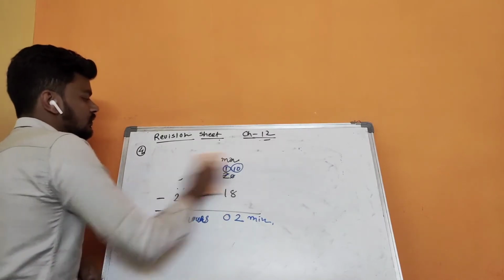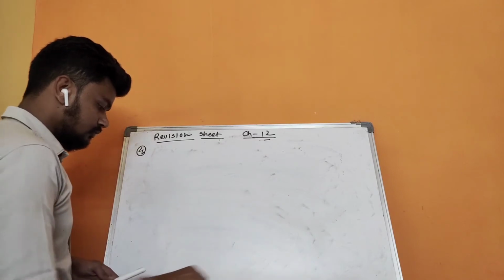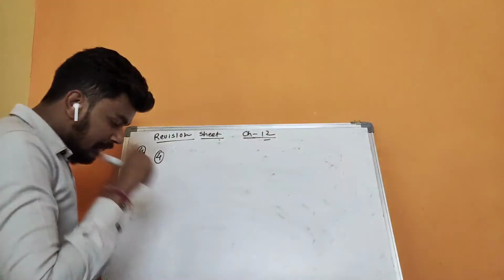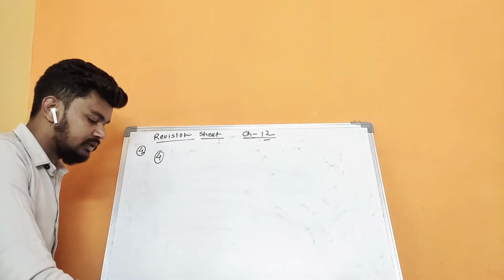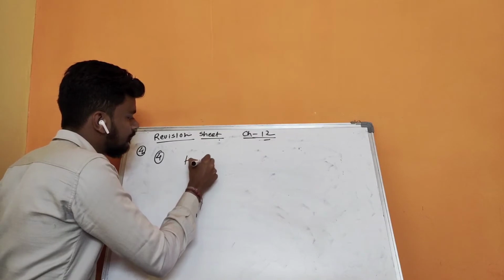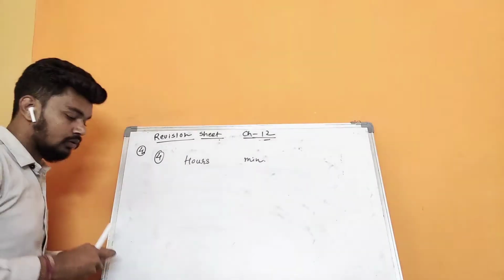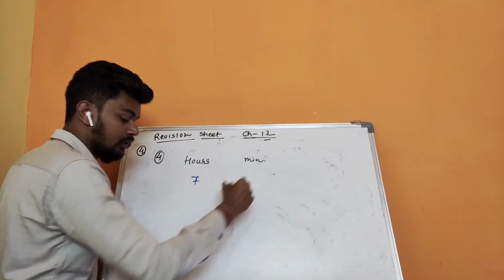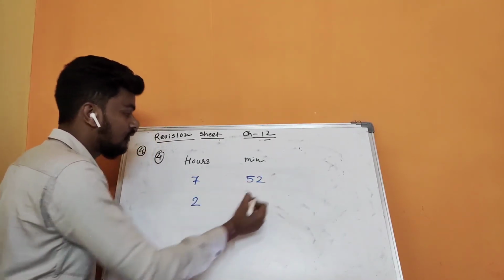Let's do the last one. Fourth question. 7 hours 52 minutes and 2 hours and 5 minutes. 7 hours 52 minutes, 2 hours and 5 minutes.